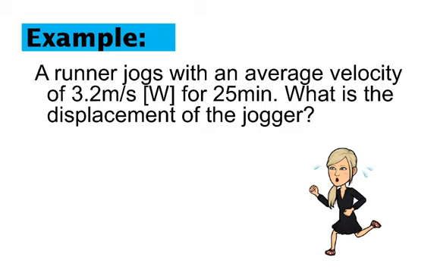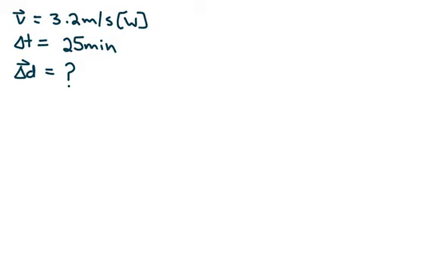A runner jogs with an average velocity of 3.2 meters per second west for 25 minutes. What is the displacement of the jogger? We're going to use the GUESS method, so we're going to write out the given, the unknown, the equation, substitute, and solve. So from the word problem, the velocity was given, the time was given, and the displacement is unknown.